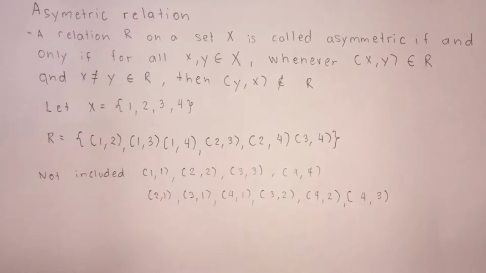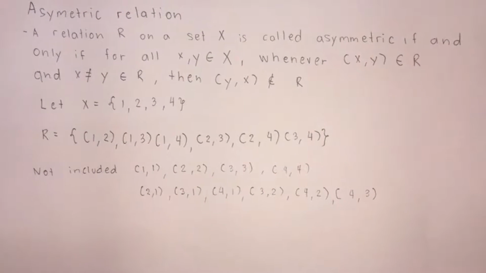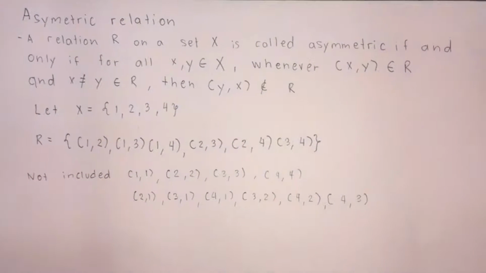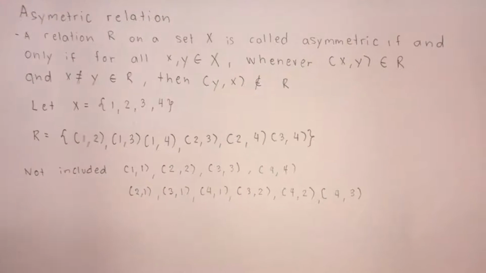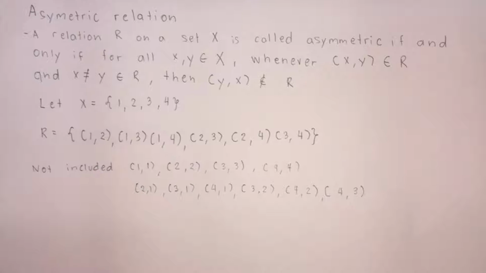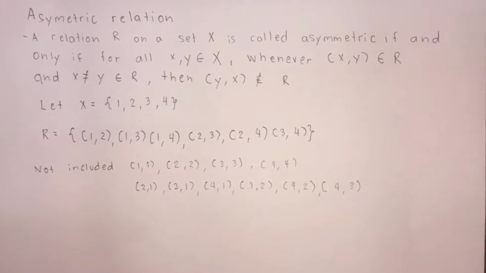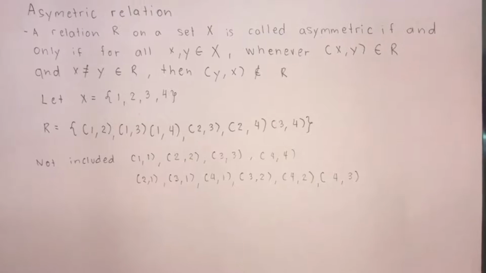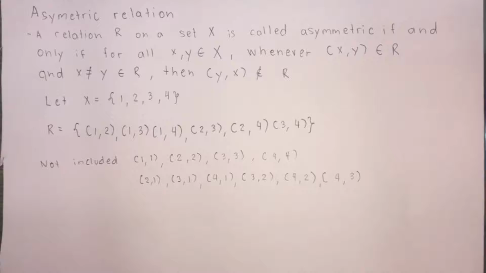An asymmetric relation is a relation R on a set X called asymmetric if and only if for all x and y in the set X, whenever the ordered pair (x, y) is an element of the relation and x is not equal to y, then the ordered pair (y, x) is not an element of the relation. Let us see this example.